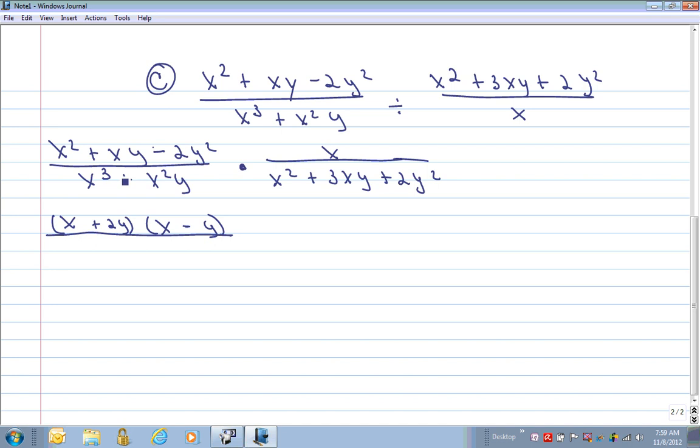In the denominator, we can factor out x squared, and we would have x plus y. That's just a GCF in the denominator. The numerator of the second term is just x, and the denominator is going to be x plus 2y times x plus y. Again we're dealing with y's and x's, so you're going to have a 2y and a y. Since we wanted to add up to 3, they're both going to be positive. And we've factored everything we can, so now we can make our cancellation.